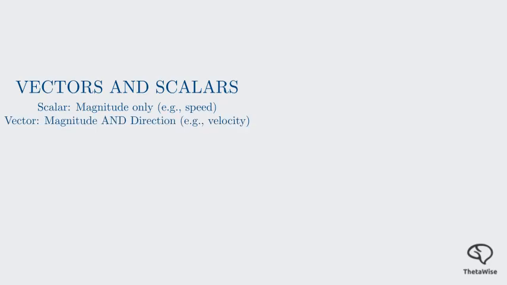In contrast, a vector is a quantity that has both magnitude and direction. It's not enough to say something is happening, you must also say in what direction. Examples of vectors include displacement, velocity, acceleration, and force. A common way to illustrate this distinction is with speed versus velocity. Speed, like 60 kilometers per hour, is a scalar. Velocity is a vector, so it includes both the speed and the direction, for example, 60 kilometers per hour to the north.